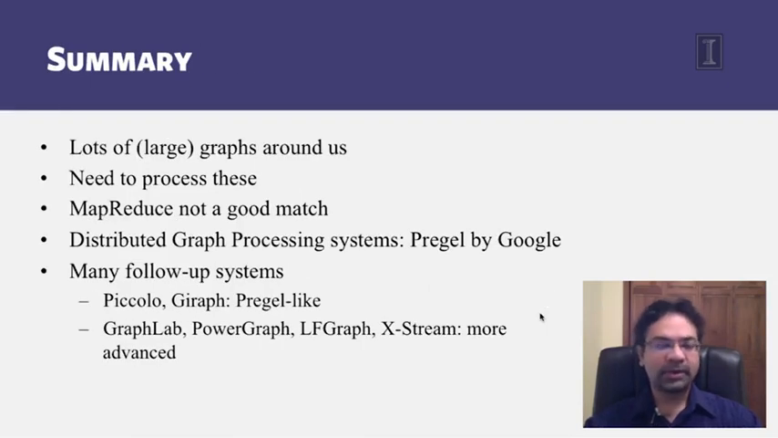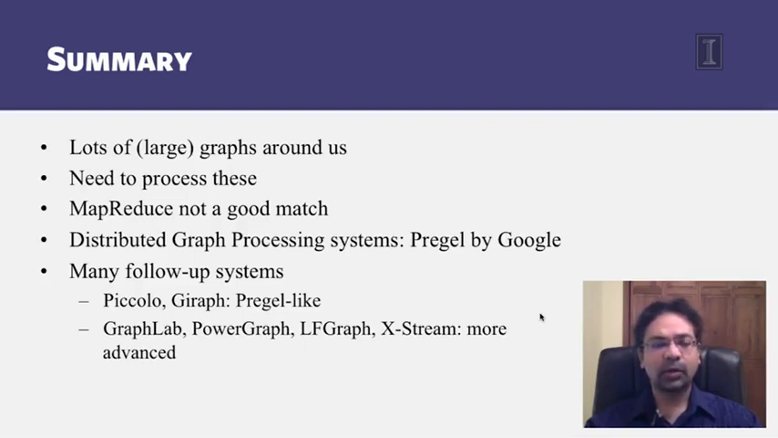So that wraps up our discussion of distributed graph processing. Graphs are all around us, and large graphs are all around us, whether they're internet graphs, World Wide Web graphs, or social network graphs. And we need to process these to make sense of them. MapReduce is an attractive approach, but it's not very fast. It's not very efficient.